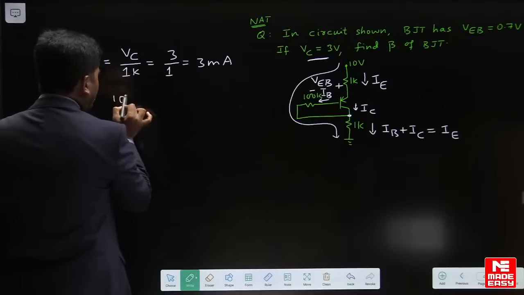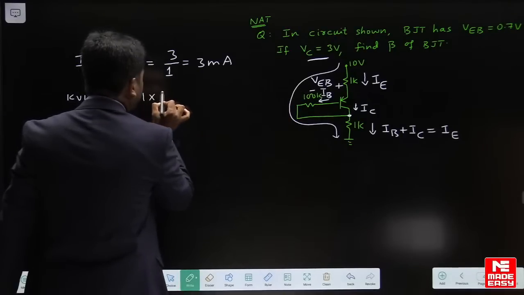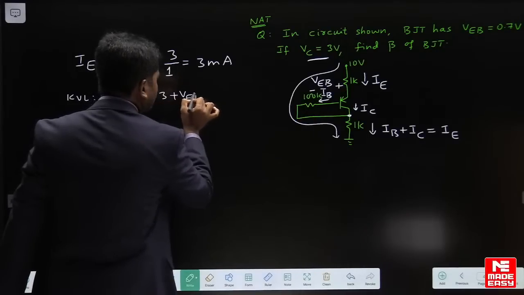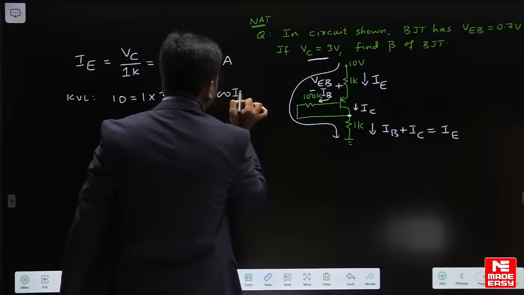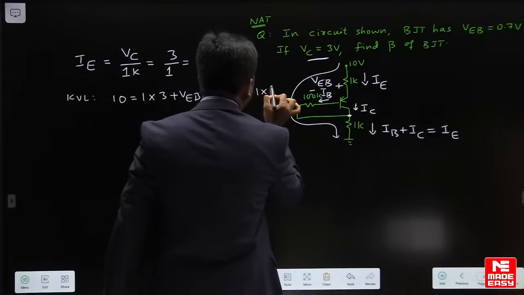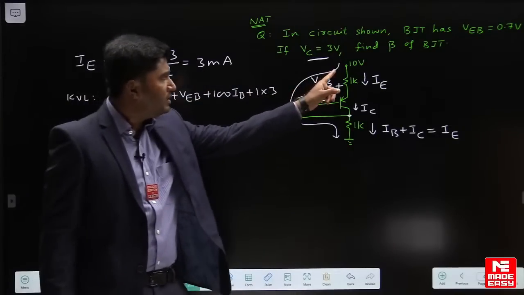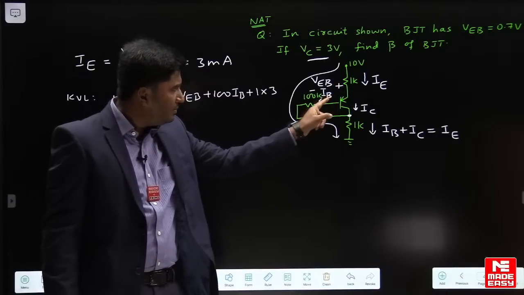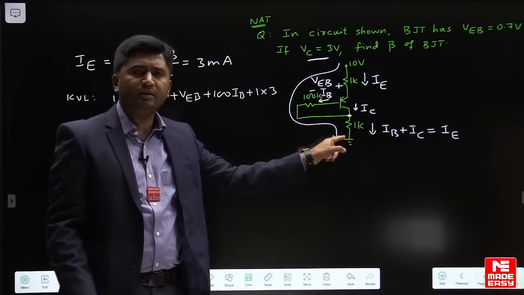We get 10 is equal to 1 into IE, that emitter current is 3 milliampere, plus VEB plus 100 IB plus 1 into emitter current, that emitter current is 3 milliampere. I have just applied a KVL here. 10 is equal to 1 into emitter current, which is 3 milliampere, plus VEB plus 100 IB and plus 1 into emitter current, which is again 3 milliampere.